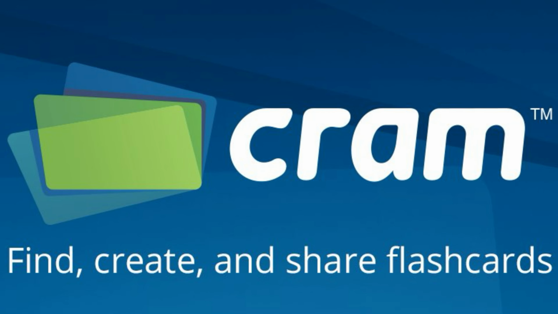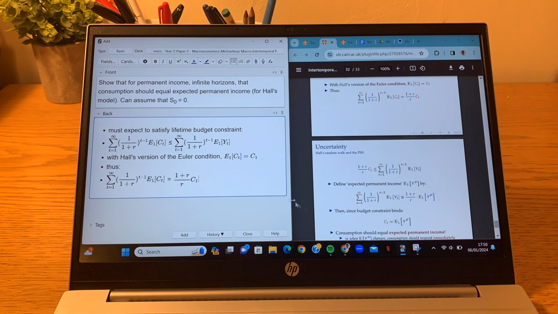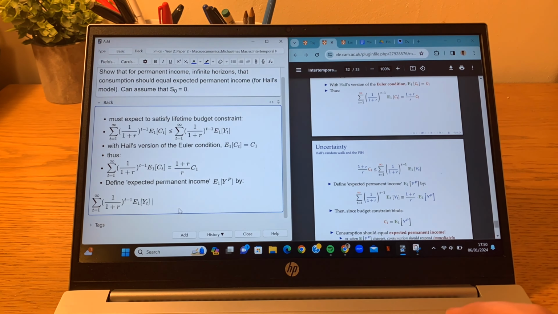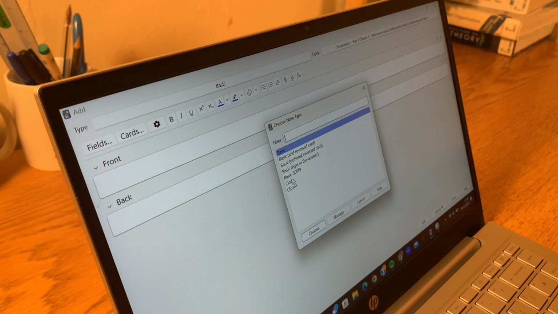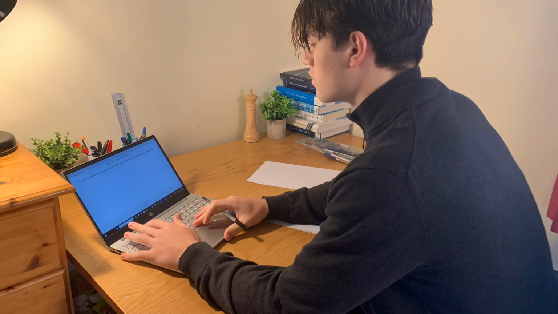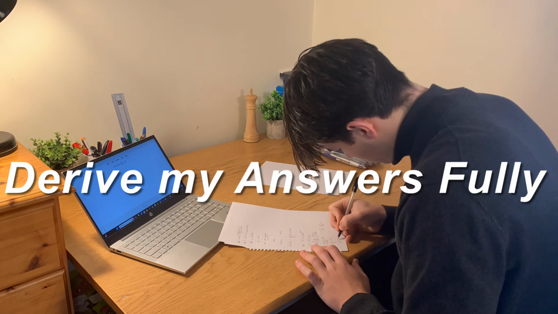Now, I've experimented with a lot of flashcard apps, Brainscape, Quizlet, Cram, etc., but I do believe Anki really is in a league of its own. I particularly like how you can easily insert equations into cards, easily put pictures into cards, and the cloze feature is also really useful. Above all that, it's completely free. And when doing my flashcards, I find it really useful to have a piece of scrap paper with me so I can derive my answers fully.